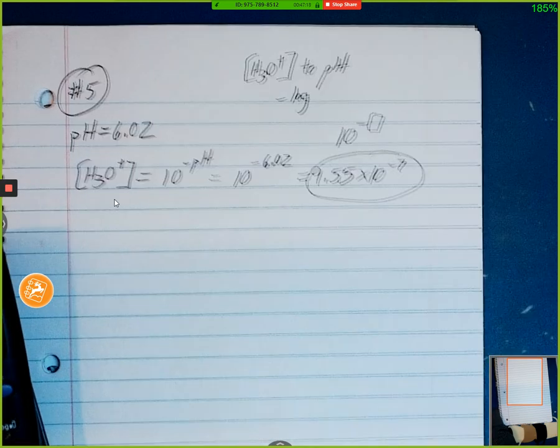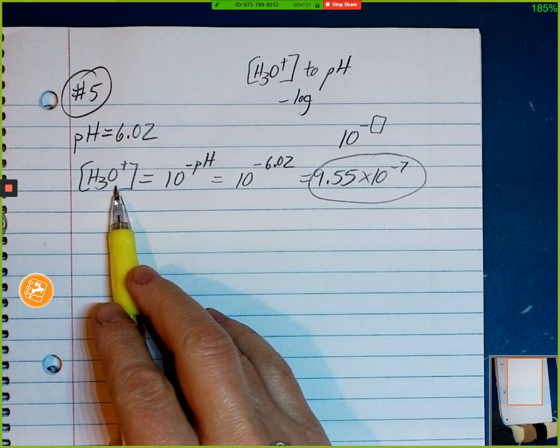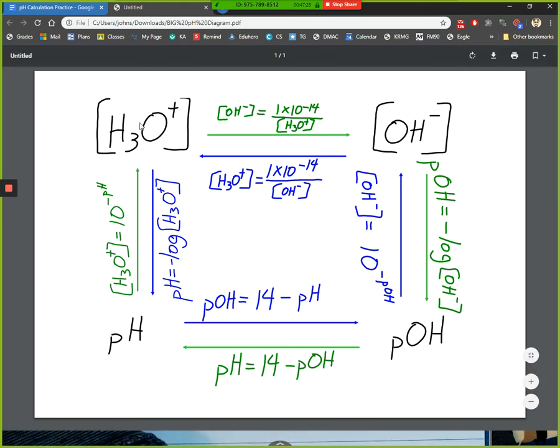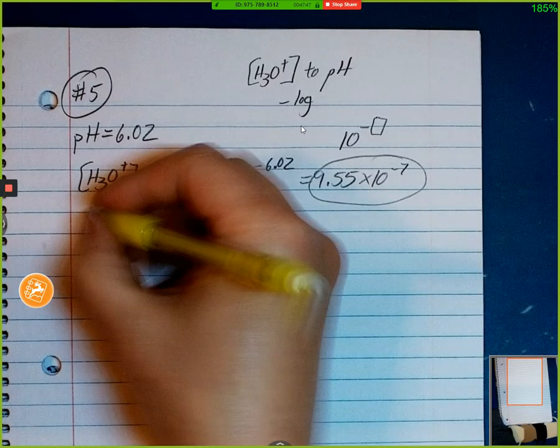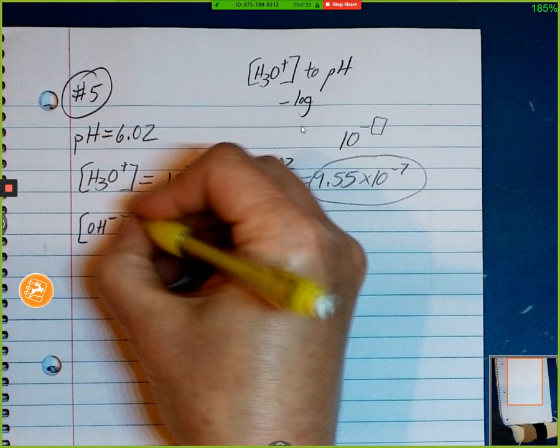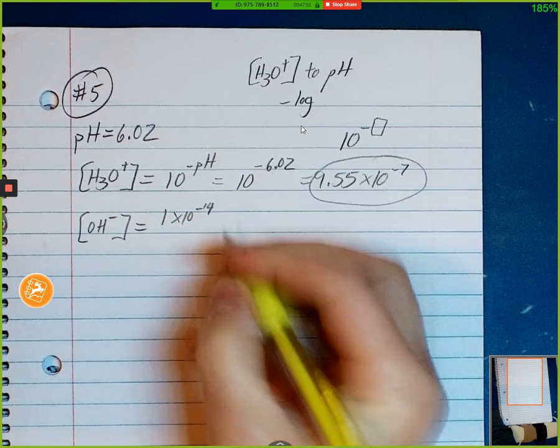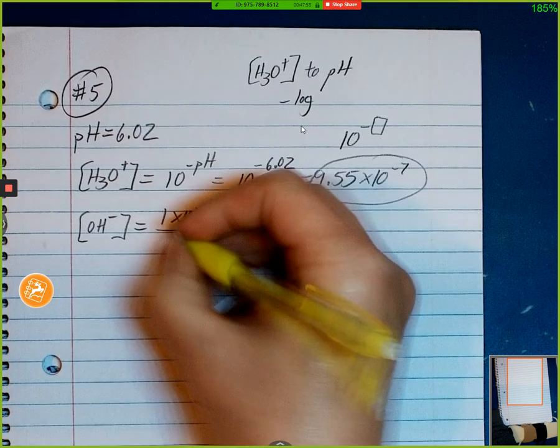So there's hydronium concentration. Let's go back to our diagram. We've gone from pH up to here. Let's continue our way around, so that at the very end we can come back and check and see if these two add up to 14. I want to go from hydronium to hydroxide. Hydroxide equals 1 times 10 to the negative 14 divided by hydronium, H3O.